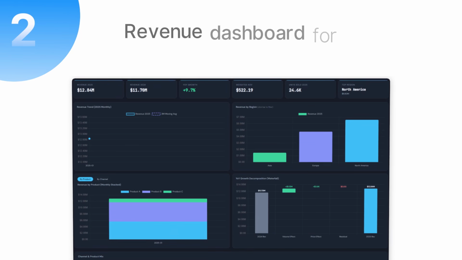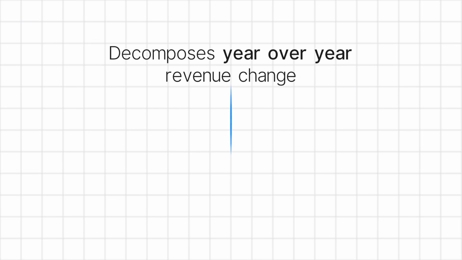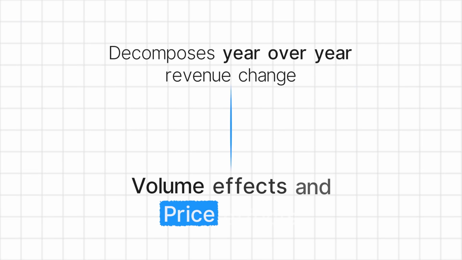Dashboard number 2 is a revenue performance dashboard. Now the use case I'm going to walk through decomposes year-over-year revenue change into volume effects and price effects. So you can see exactly how much of the growth came from selling more units versus charging higher prices. You can apply this same dashboard structure to any revenue decomposition use case that you need.